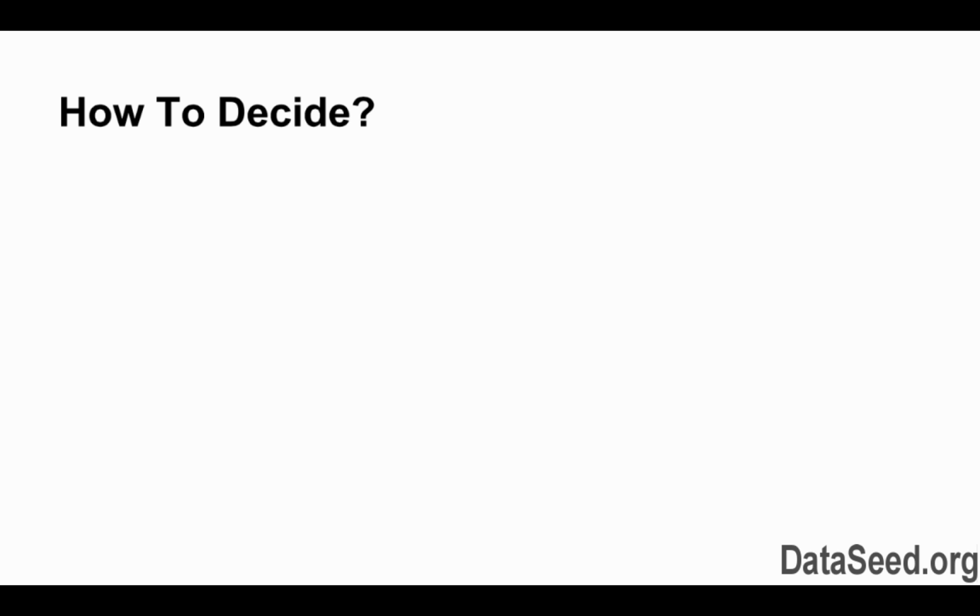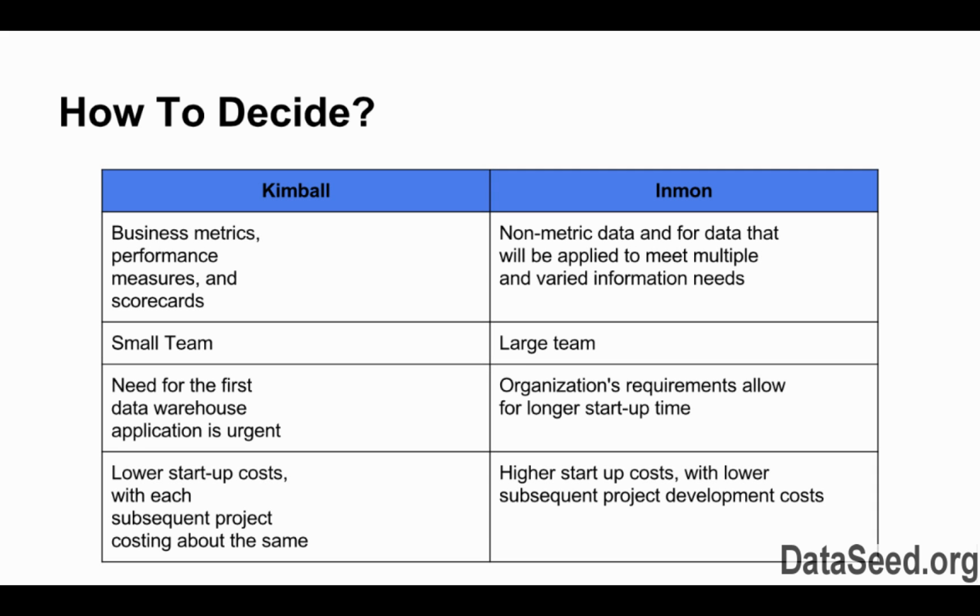So now we have seen what the difference is between the two approaches. And let us see how we can decide on which approach to take for a particular project. If the project is for creating business metrics or performance measures and scorecards, then Kimball's approach can be taken. Whereas if the data is non-metric and needs to fulfill all organizations' need, then Inman approach can be taken.